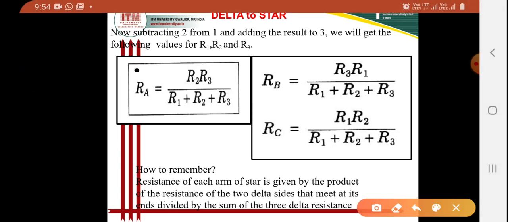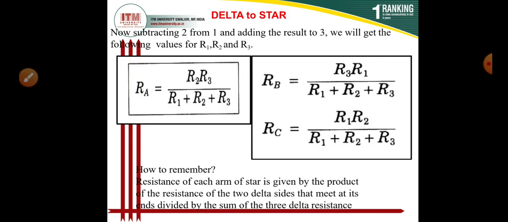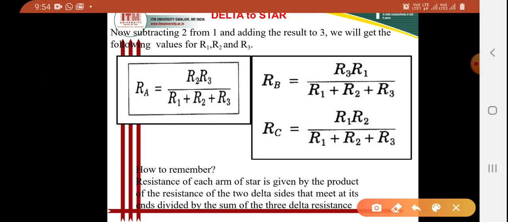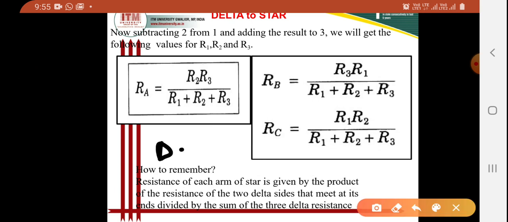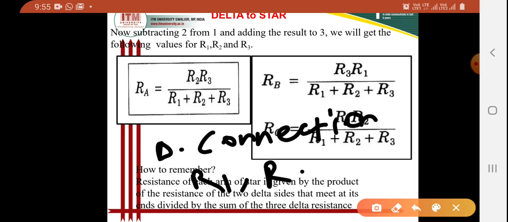Here RA, RB and RC are the star values. When it is a star connection we have taken the resistances as RA, RB and RC, and when it is a delta connection we have taken the resistances as R1, R2 and R3.